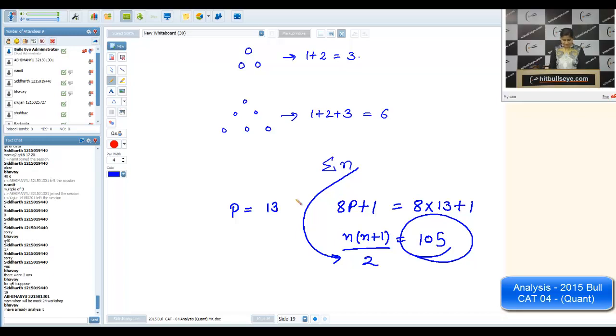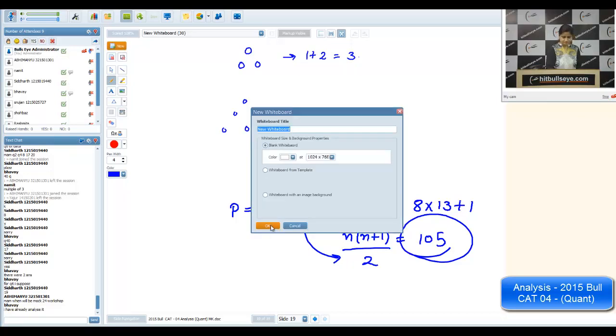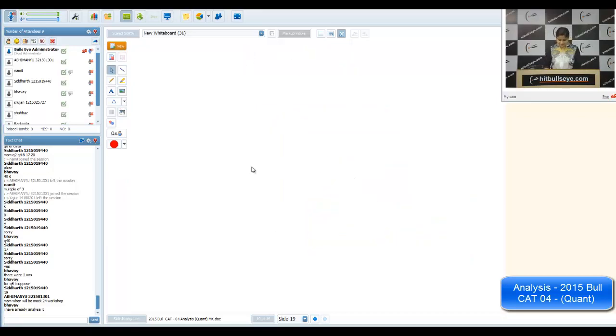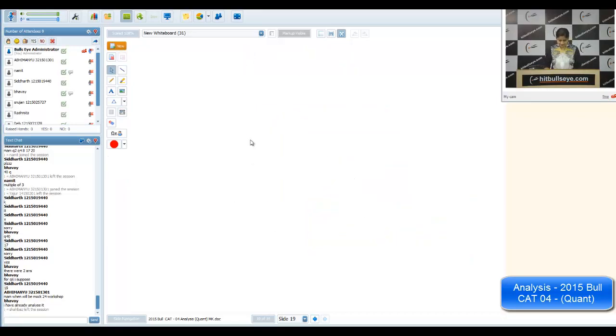Question number 19. The sides of a triangle of area 6 are in AP. If the sides have integer length, what is the length of the longest side? Now area is 6. If we go by hit and trial, the only thing that comes to the mind is 3, 4, 5. Area is 6 here. And what is the thing asked? Length of the longest side, which is 5 in this case. Otherwise, we have to apply maxima and minima in this case.